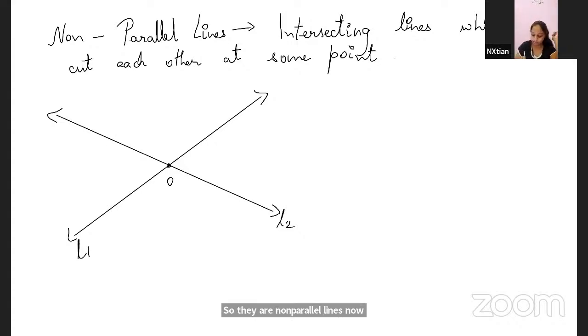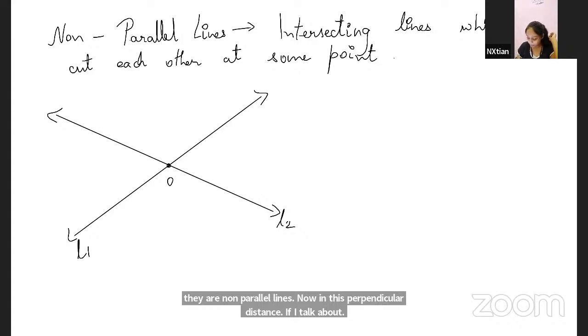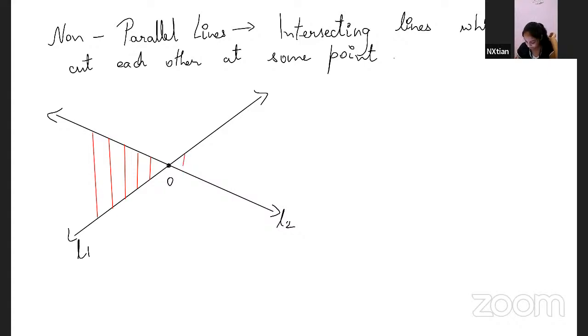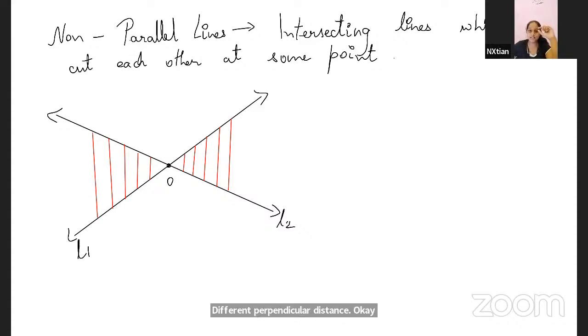Now, the perpendicular distance in this, I am going to make it with red. We can see that it has different perpendicular distances. Somewhere the perpendicular distance is small, then it becomes bigger and then bigger. It is not the same in non-parallel lines.